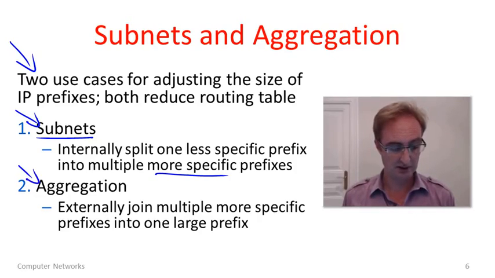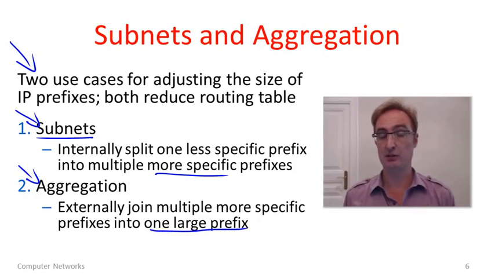The converse side of this is aggregation. Externally, we might have IP prefixes for several networks, and we might be able to join them together into one large prefix, which is a less specific prefix. We take all of those more specifics and join them into a less specific prefix, which represents a larger number of addresses. We can do this if the addresses are in the same portion of the address space, so that they can be aggregated.